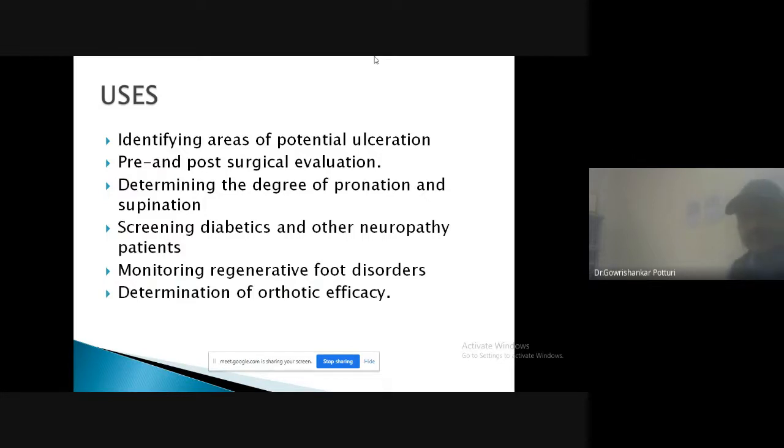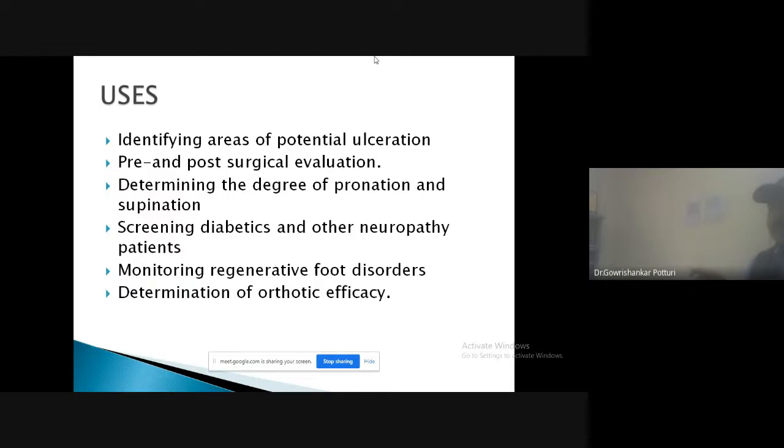Screening diabetes and other neuropathy patients. For diabetic patients, the diabetologist will compulsorily ask the patient to undergo a podia scan every 6 months. Monitoring degenerative foot disorders and determining the orthotic efficiency. After applying any foot orthosis like AFO, KFO, we can also see whether the orthotic support is putting high pressure anywhere. Are you following?